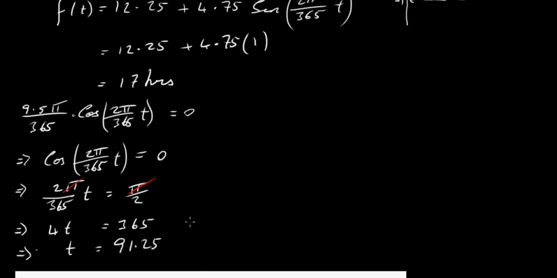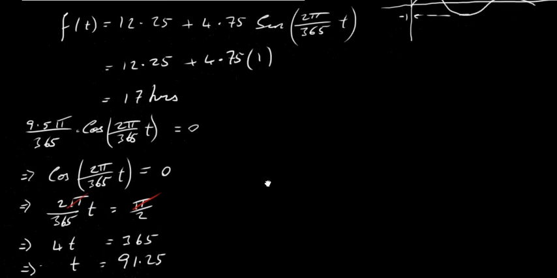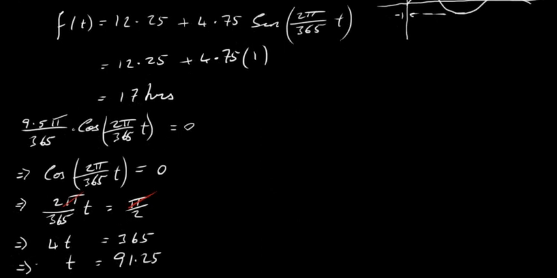So this is 91.25 days after March 21st. That's not what we were asked for. We were asked for the length of the longest day. So in other words, we now have t. So to find the length of the longest day, we need to put in 91.25 into our original function.